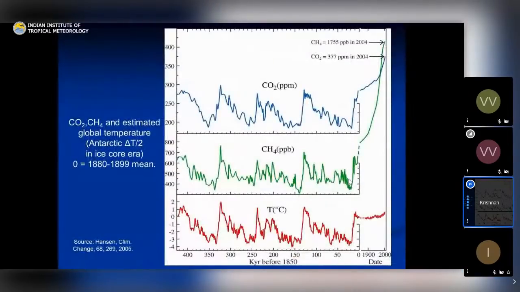And not only carbon dioxide, other greenhouse gases like methane, of course in ppb concentration, have also increased significantly. But its greenhouse warming potential is much higher than carbon dioxide. And the temperature of the planet has also warmed by more than 1 degree since pre-industrial times. So the question is whether this warming, what we call global warming or climate change, is because of the carbon dioxide increase, or is it just natural?